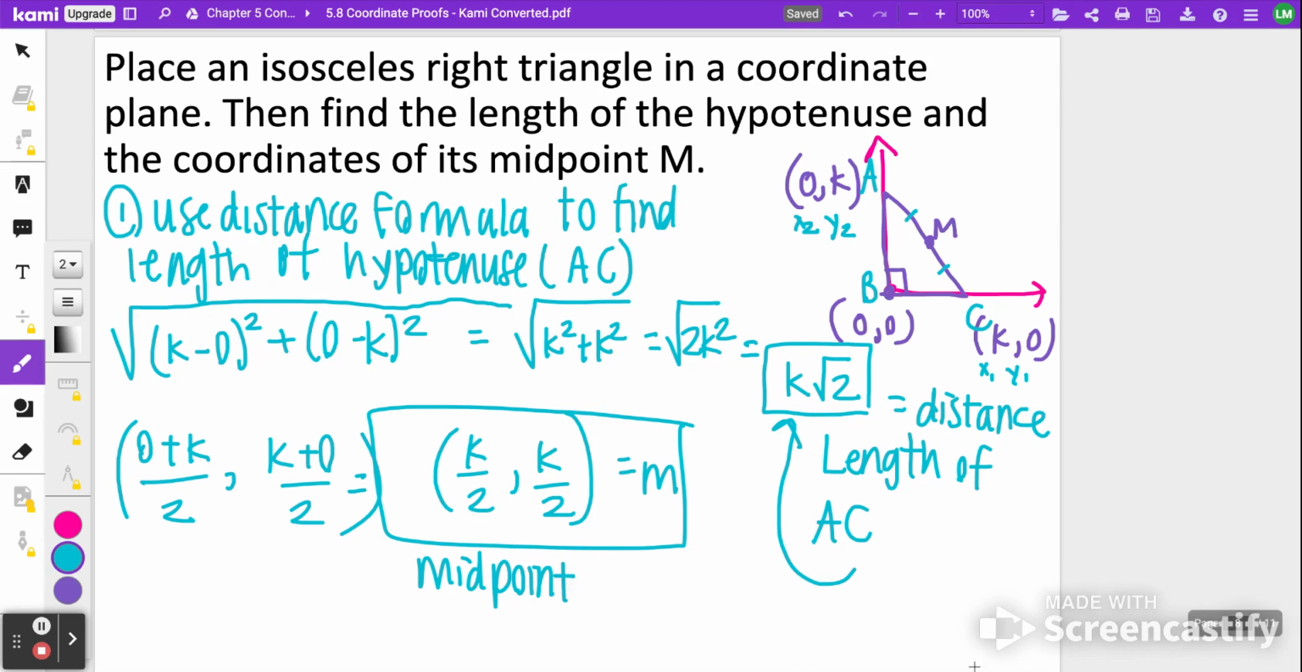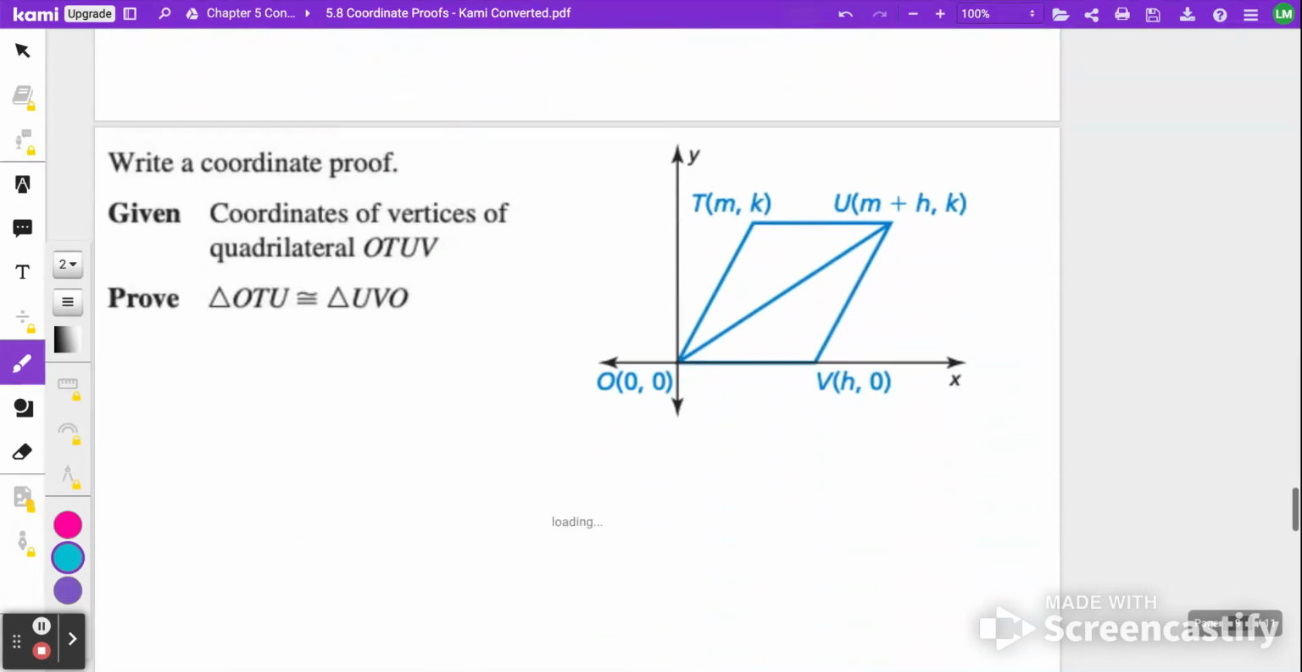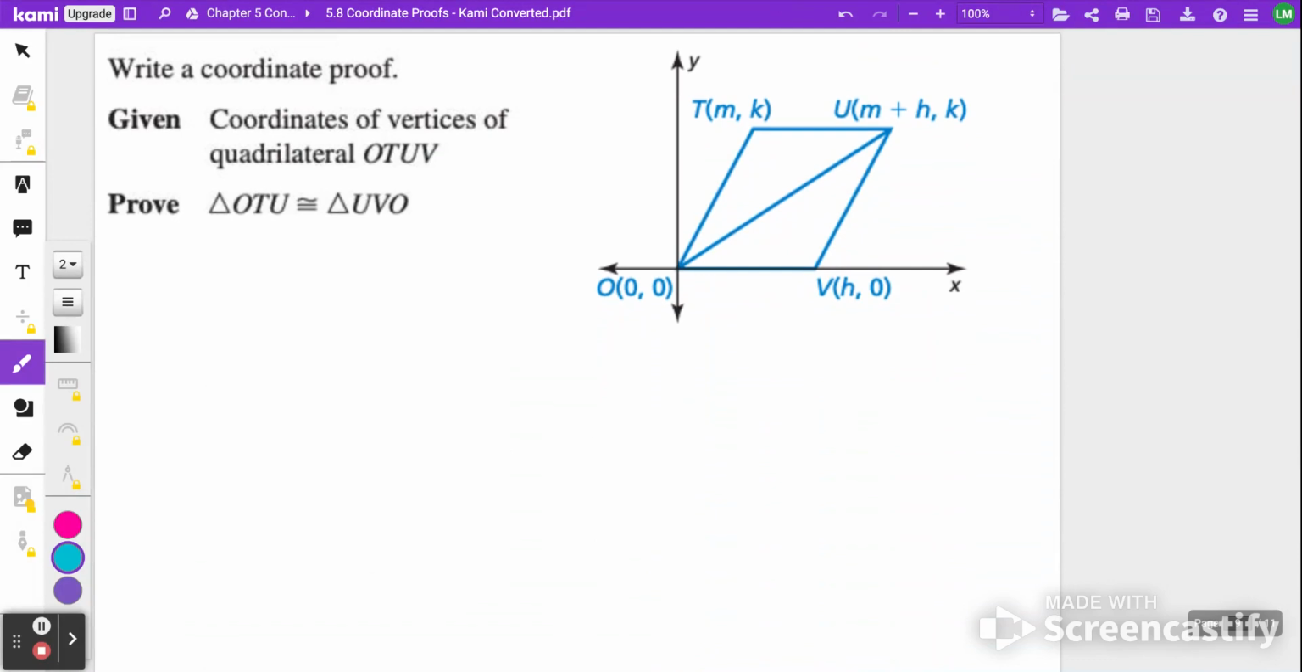Okay? The last little bit we have are just looking at a few different proofs. We have one here and then one more right after this. The coordinates of the vertices of quadrilateral OTUV are given to us. What we want to be able to do is to prove OTU, which is this triangle, is equal to UVO. Okay, so what we're going to do is start with our given.